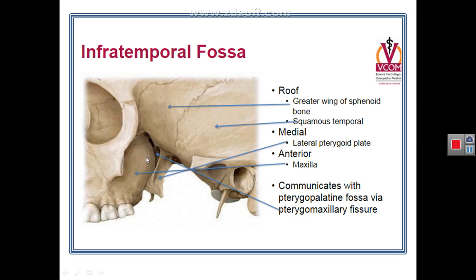You can see that behind the maxilla is a fissure, which is called the pterygomaxillary fissure. It is called pterygomaxillary fissure because this piece of bone, which is also part of the sphenoid bone, is called the pterygoid process. So this fissure is between the pterygoid process and maxilla, so it is the pterygomaxillary fissure. Later on, we will go into details of the space deep to this pterygomaxillary fissure, that is called the pterygopalatine fossa, that will be studied later on.